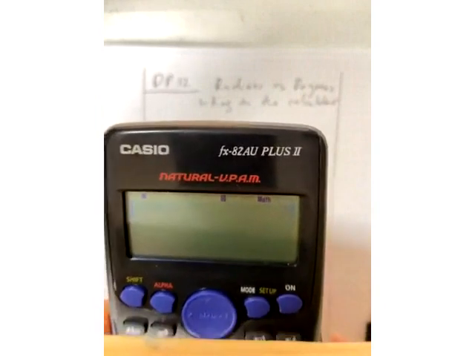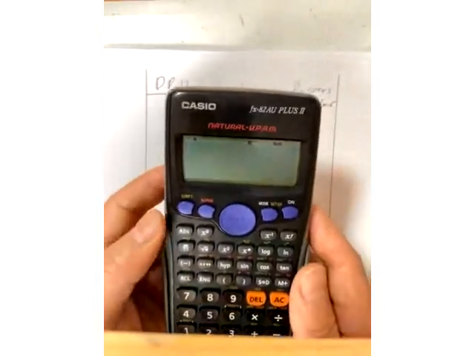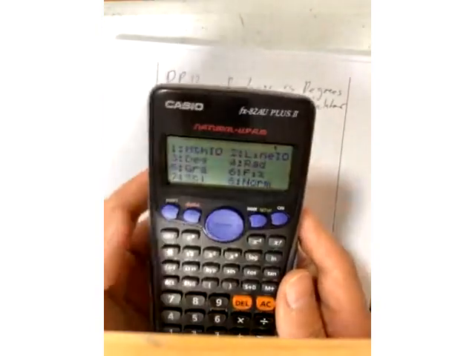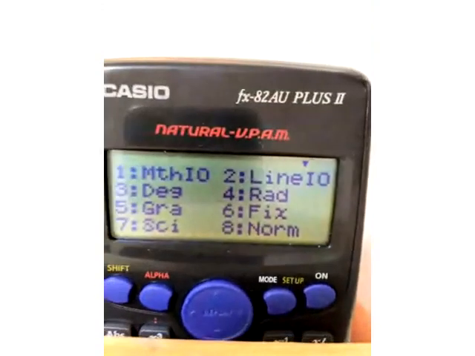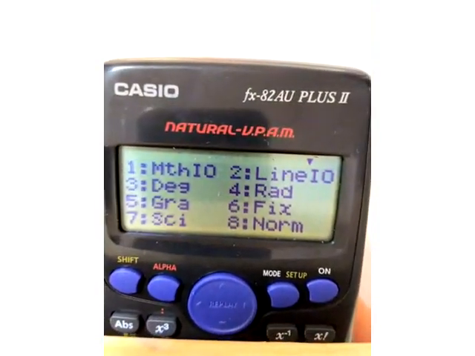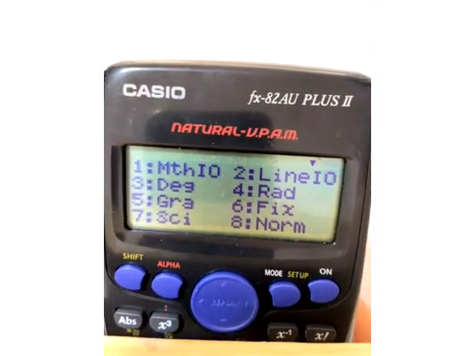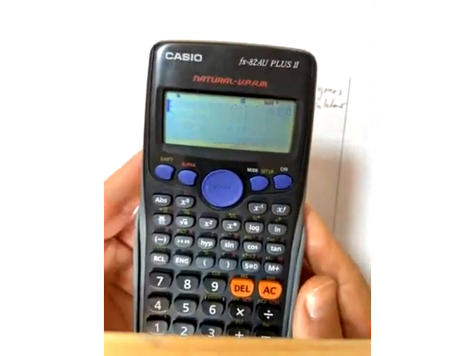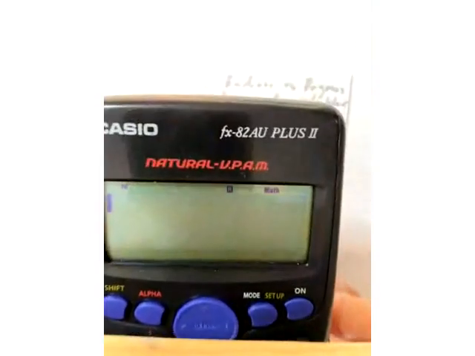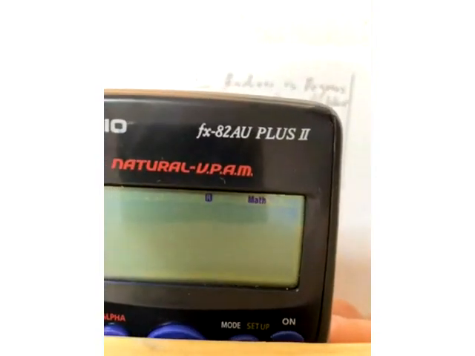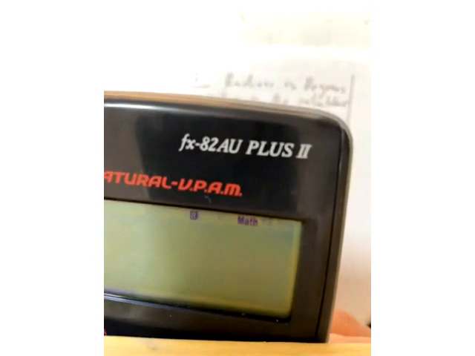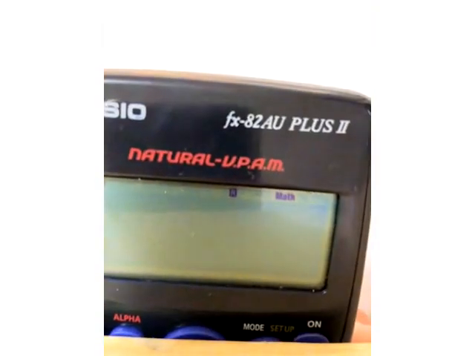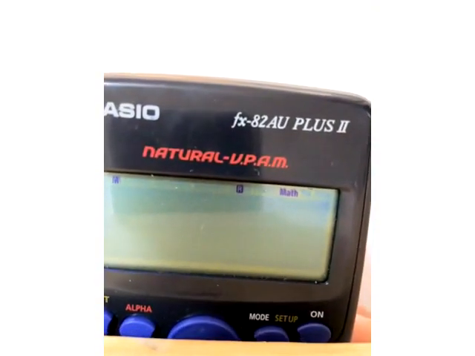So how do you change that then to radians mode? Well, you go shift mode, and you see all these options come up. So option 3 is degrees. At the moment, it's in degrees mode, so that's 3. But if you press 4 now, like I'm going to do 4, then you can see that that's changed now to R for radians. So that's now in radians mode.